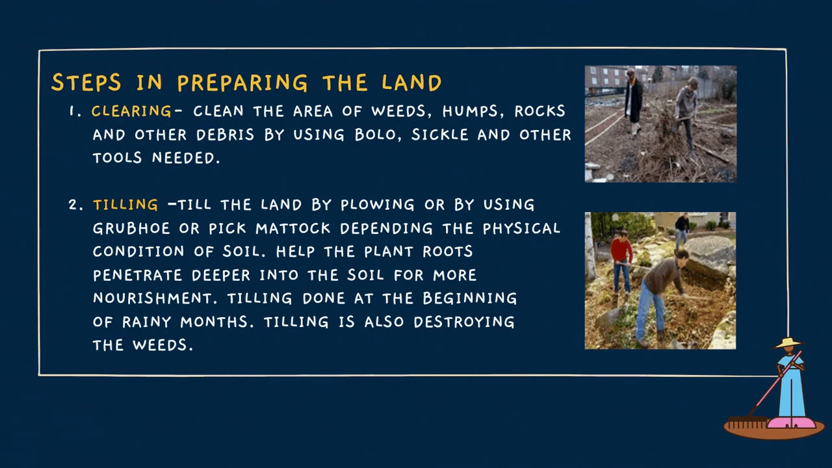Number 2. Tilling. Till the land by plowing or by using a grub hoe or pick mattock, depending on the physical condition of the soil. It helps the plant roots penetrate deeper into the soil for more nourishment. Tilling is done at the beginning of the rainy months. Tilling also destroys the weeds.